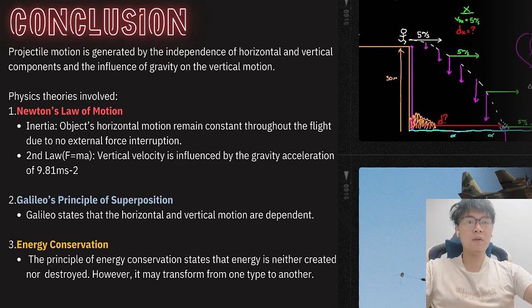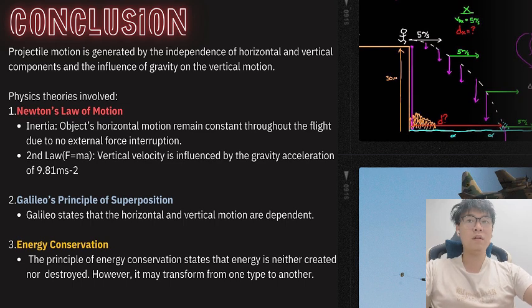Now we're going to talk about the conclusion. In this experiment, we gained a lot of knowledge and learned a lot of physical theory, and we learned how to conduct a physical experiment. In conclusion, projectile motion is generated by the independence of horizontal and vertical components and the influence of gravity on the vertical motion. In this experiment, there are 3 types of physical theory involved.